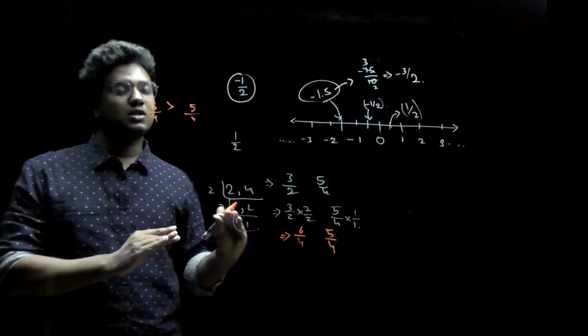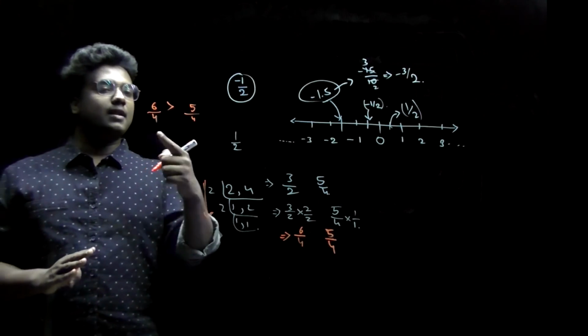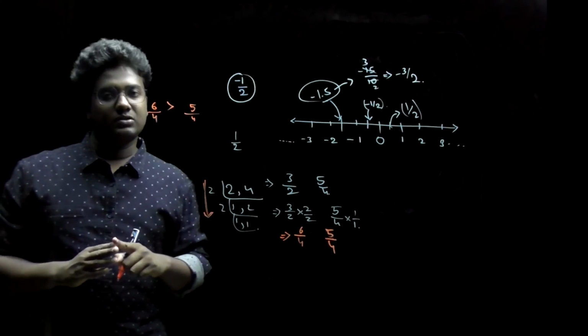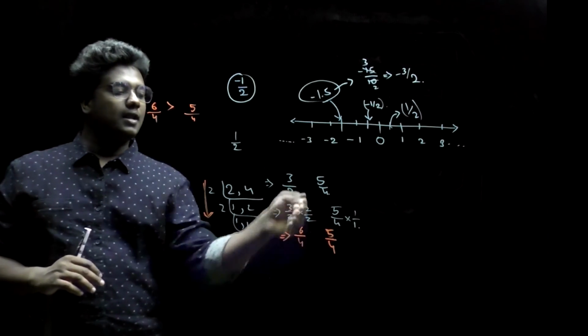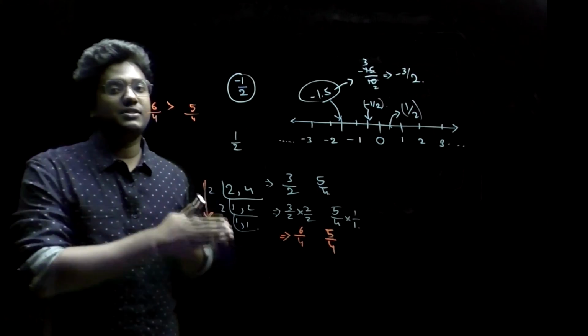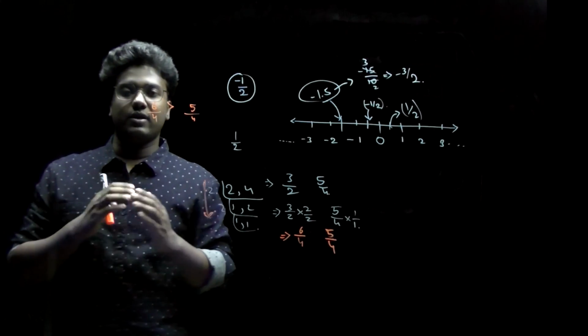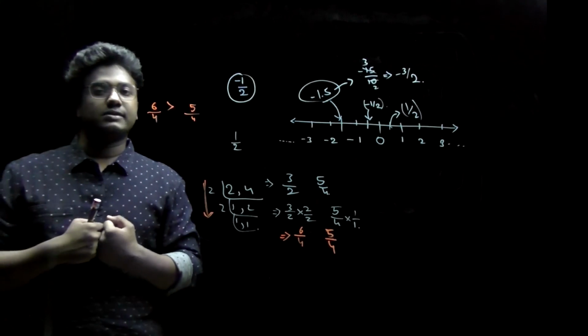If the denominators are not equal, just equate them by calculating the least common multiple and then directly compare the numerator values. So this is all about the representation of rational numbers on a number line and comparing any two rational numbers. Now let us get into the operations of these rational numbers. How can we add, subtract, divide and multiply any two rational numbers?